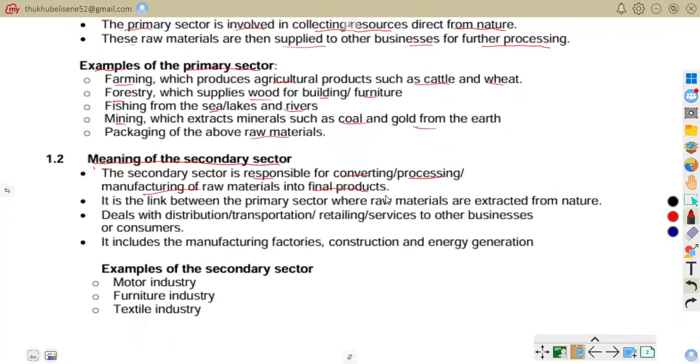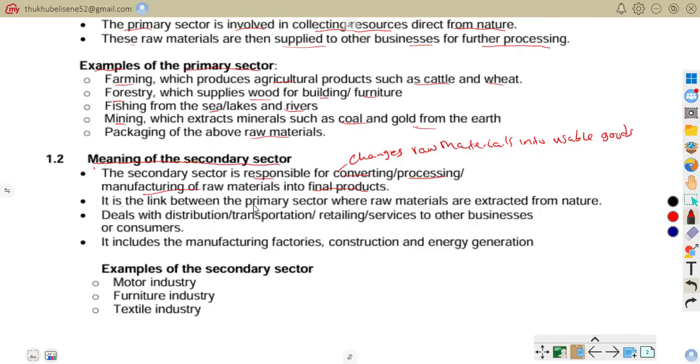So here it changes raw materials into usable goods. For example, you can talk of milk as a raw material, and then we are going to change it into cheese. That is that.